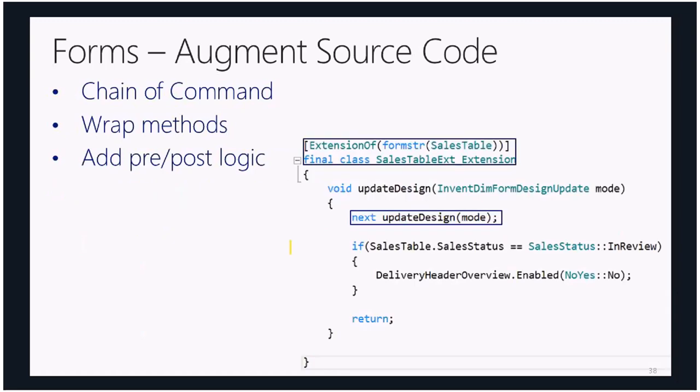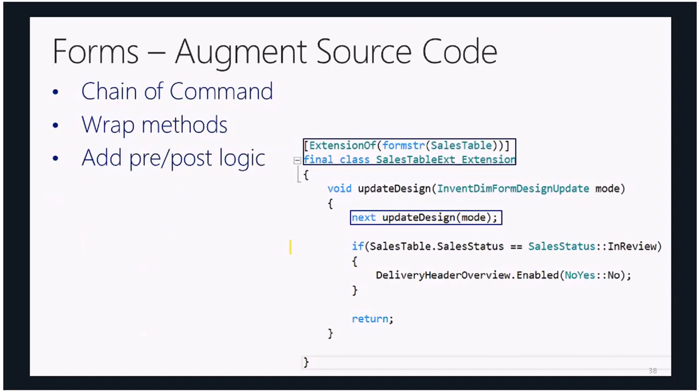Here's an example of an extension class on the sales table form, where we are wrapping the update design method. Key takeaways here are the attribute that defines the class to be an extension of the form, and the call to next within the method itself. This is where the chain concept in chain of command comes in, as it is possible for any number of ISV and partner solutions to wrap this method, and each will be invoked in a chain until the base code is called, at which point the execution is unwound and returned to the caller.